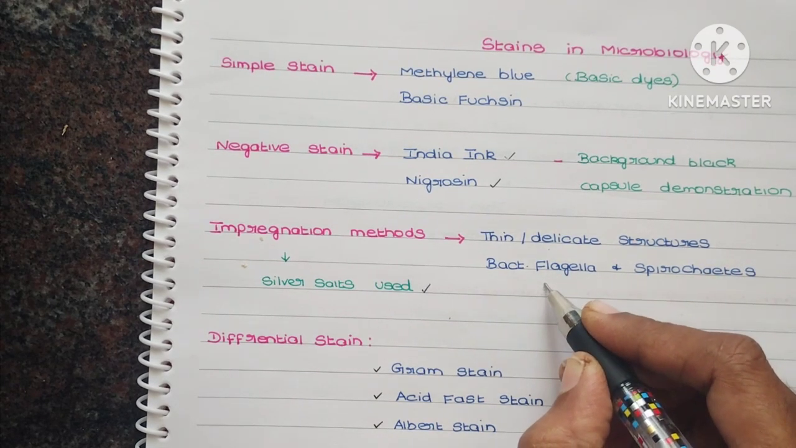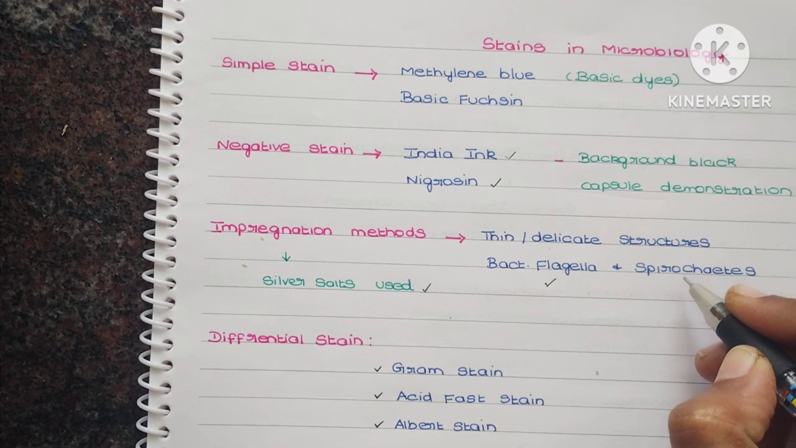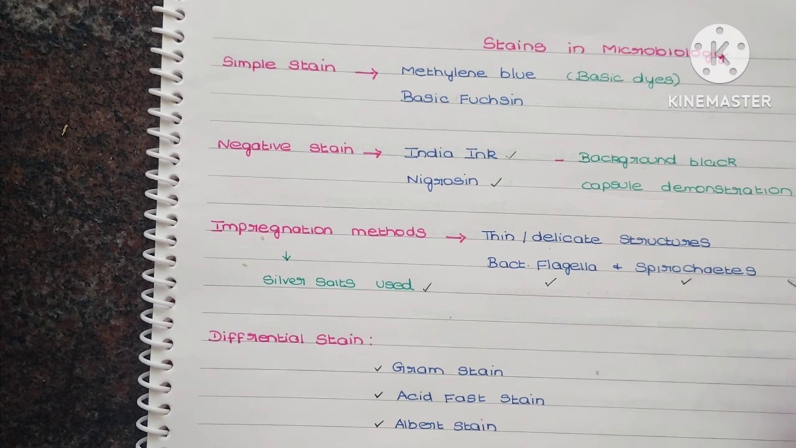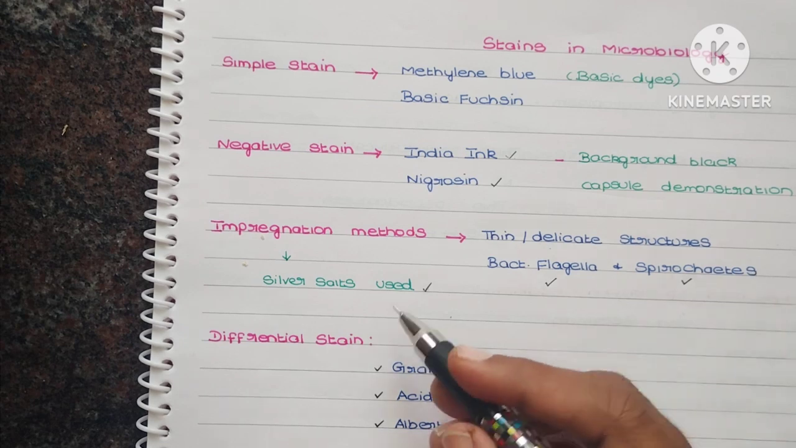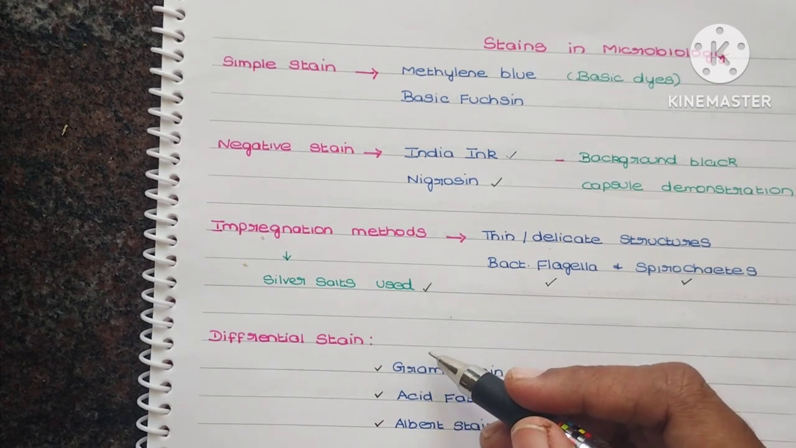The structures are like bacterial flagella and the spirochetes, and even Leptospira also, spirochetes like Treponema pallidum and Treponema pallidum endemicum. These are all very thin structures, so we add silver salts to make them more visible.